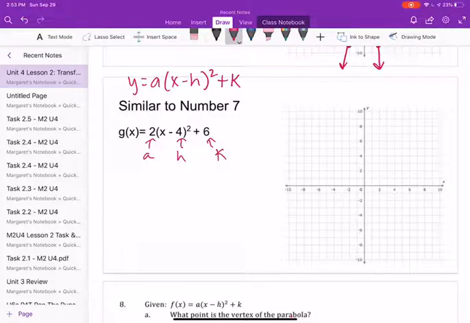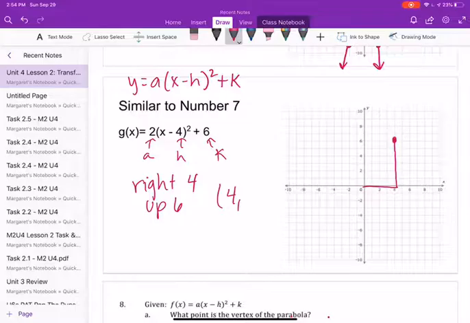So we know that adding or subtracting to x, that h, is going to make us move left or right, and it's going to be the opposite of what we want. So subtracting it is going to be moving it right 4. So we're going to move right 4 from (0, 0). And then on the outside, it goes with the same sign that we would expect. So we're going to be moving up 6 from (0, 0). So we have a vertex of (4, 6).